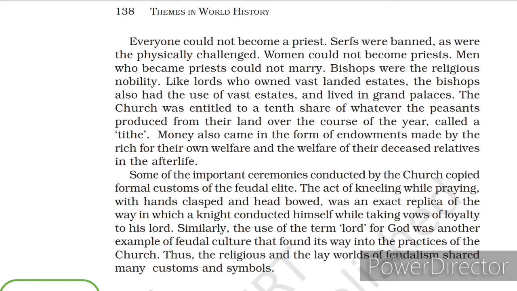Similarly, the use of the term Lord for God was another example. The kings were called or referred to as Lord by the knights. So the Catholics also started copying this term Lord from the feudal elites, because for the knights, the king is their superior, and the king is more powerful than the knight, so they call him Lord. And the Catholics thought the term Lord also can be given to God, so instead of God, they started calling him Lord. So these are all taken from the knight style or the feudal style.